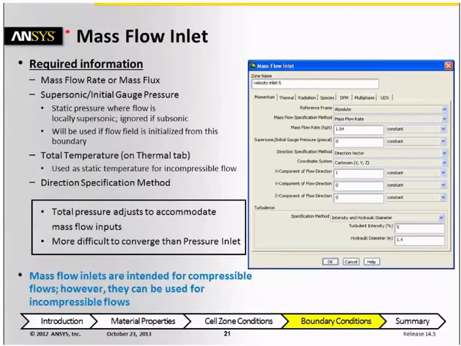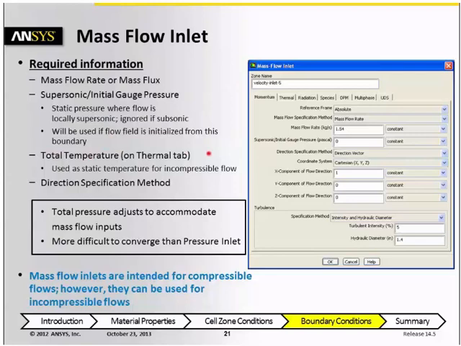The other important inlet boundary condition type in Fluent is a mass flow inlet. The information that's required is that you have to provide either the mass flow rate or the mass flux. The supersonic initial gauge pressure input works the same as it did for pressure inlets, so this value is used as the static pressure where the flow is locally supersonic, or it's ignored if it's subsonic, and the value is also used if you initialize the flow field from this boundary.